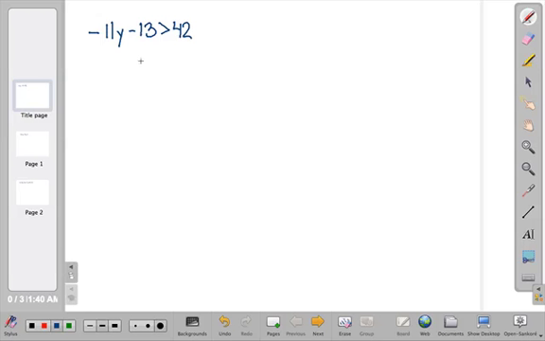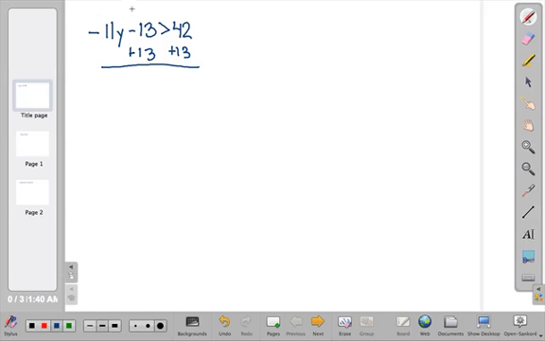What number is on the same side as the variable y, but not right next to it? Well, here's the variable y. The negative 11 is right next to it, so that means we're looking at this 13 right here. What's the opposite operation that's going on to the 13? Well, we're subtracting, so the opposite of that is to add. So that means we're going to add 13 to both sides.